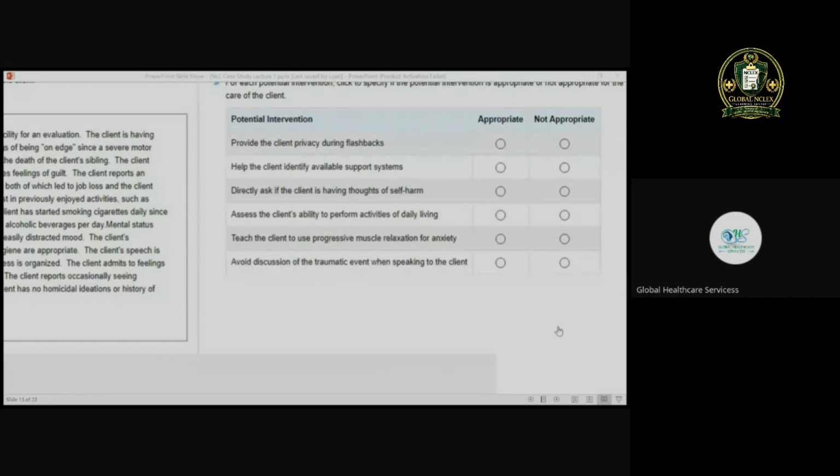Okay. Yes, ma'am. Okay. Then Yes, ma'am. This is also next is uh, मैम ये okay. appropriate होगा कि not appropriate ये teach the client to Appropriate. use Appropriate होगा. Appropriate. It will be appropriate.